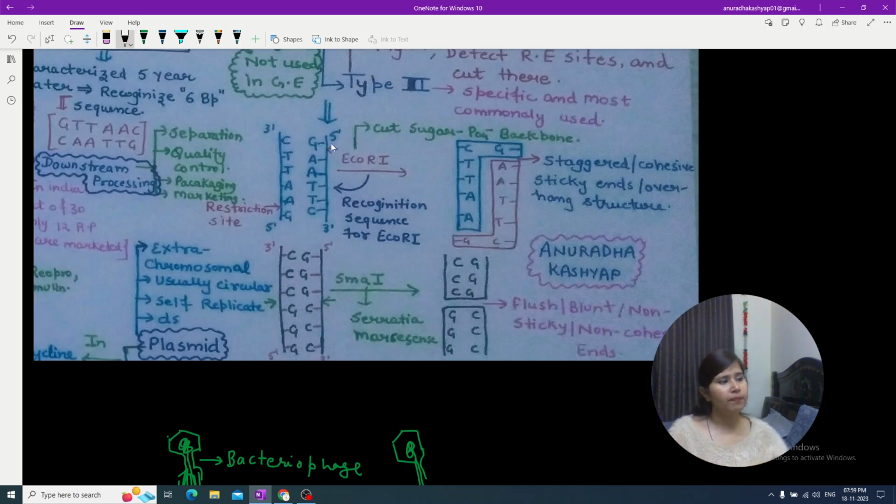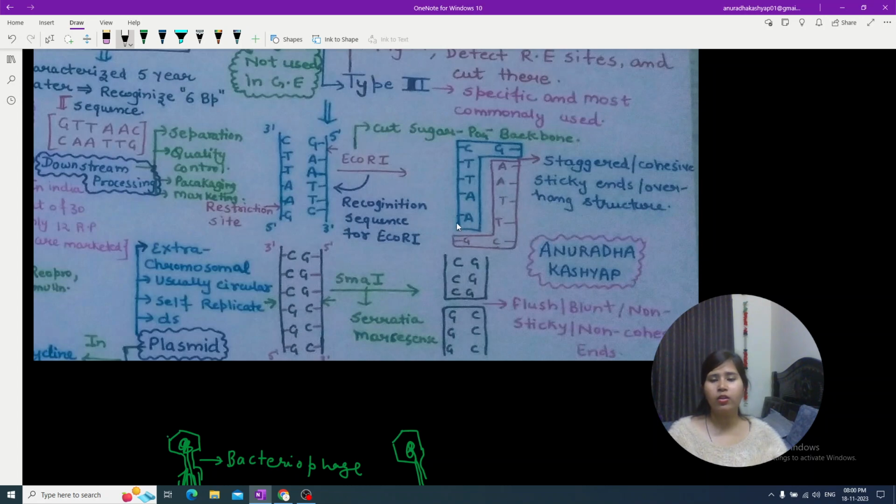For example, here you can see this is a DNA segment which has a palindromic sequence, GAATTC. So this is your palindromic sequence. This is EcoRI. EcoRI recognizes this palindromic sequence and makes a cut at the restriction site between G and A. Here you can see the arrow indicates the restriction site where EcoRI cuts the sugar phosphate backbone. This is the restriction site on both strands, in between G and A.